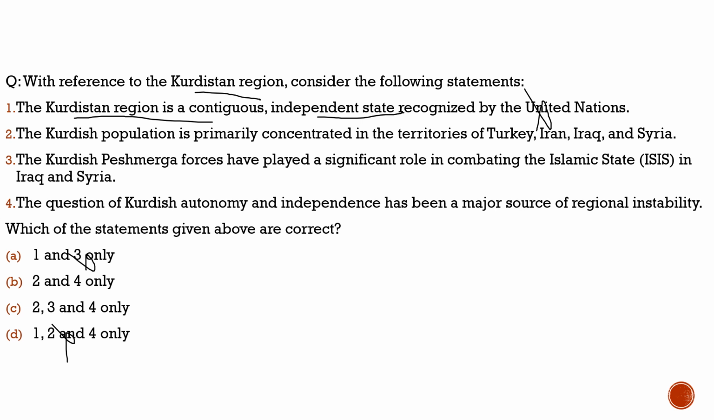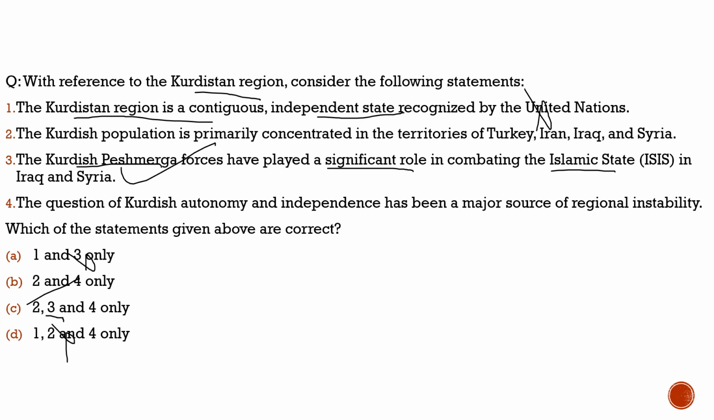It would be preferable for us to have a look at statement 3. Let us see what statement 3 says. The Kurdish Peshmerga forces have played a significant role in combating the Islamic State in Iraq and Syria. 100% correct. They had helped the US in combating ISIS in Syria. So the correct answer to this question would be option C without any doubt.